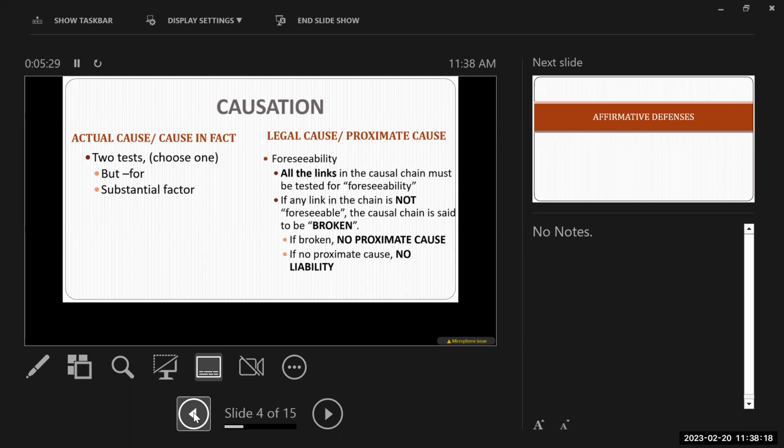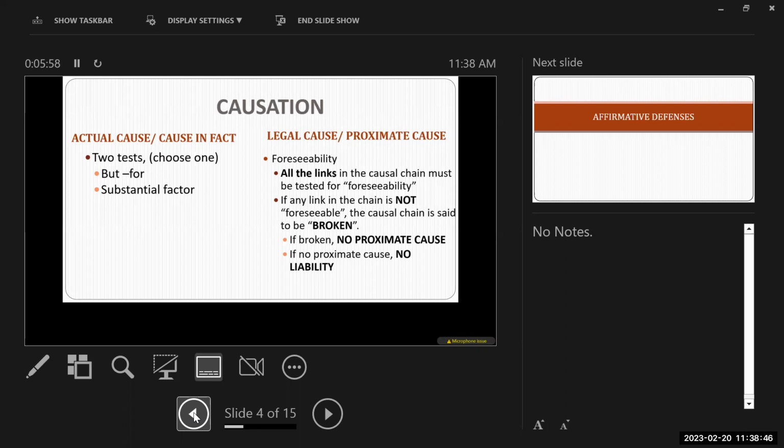Cause in fact, aka actual cause, can be established by one of two tests. So let's go back. Causation, two mandatory prongs. First prong, actual cause, also known as cause in fact, has two ways, one of which you must use to establish. One test for cause in fact is the but-for test. The second test for cause in fact is the substantial factor test, right?